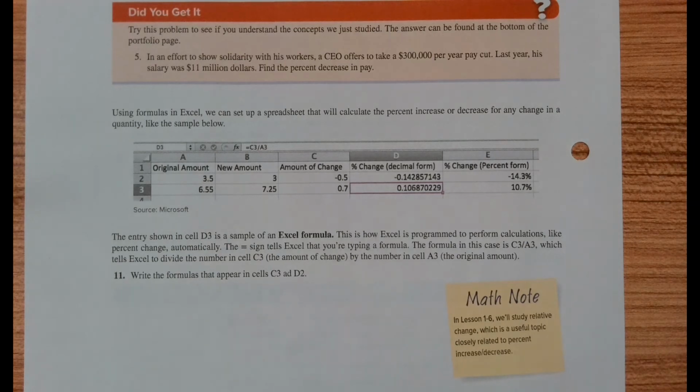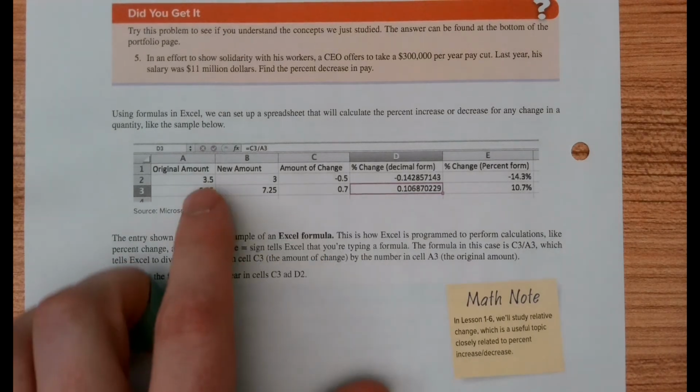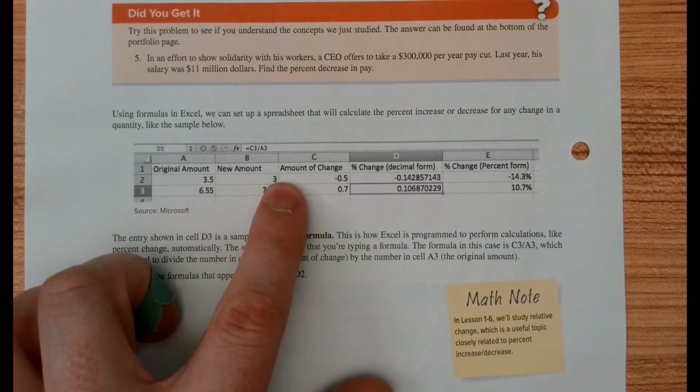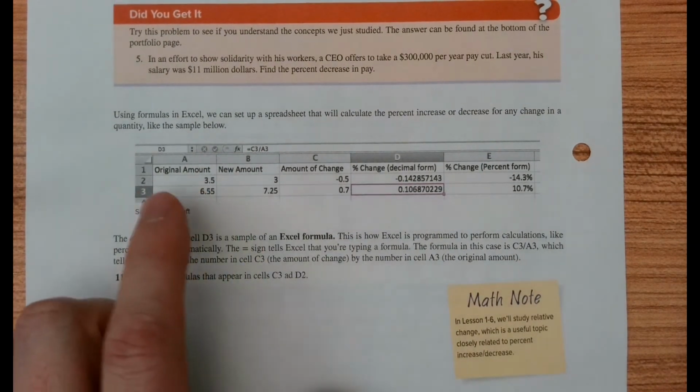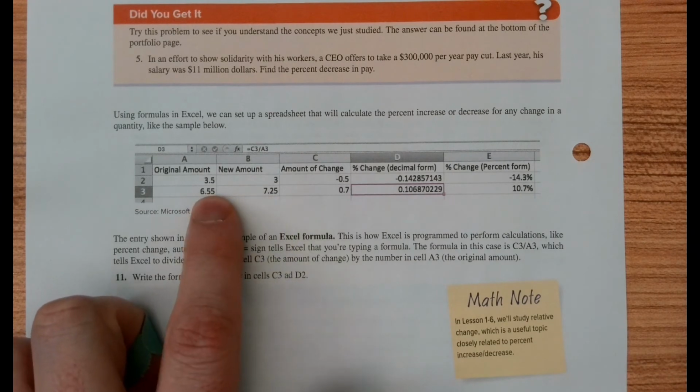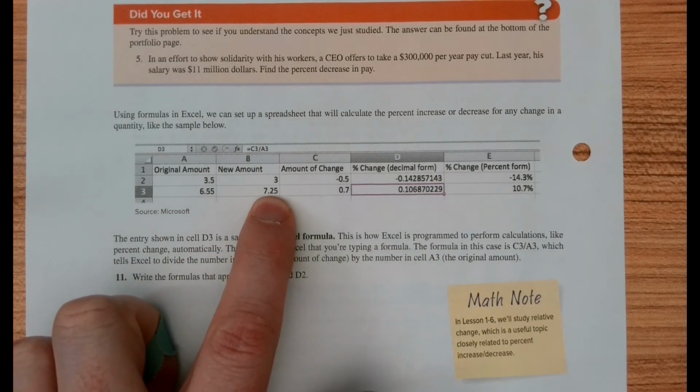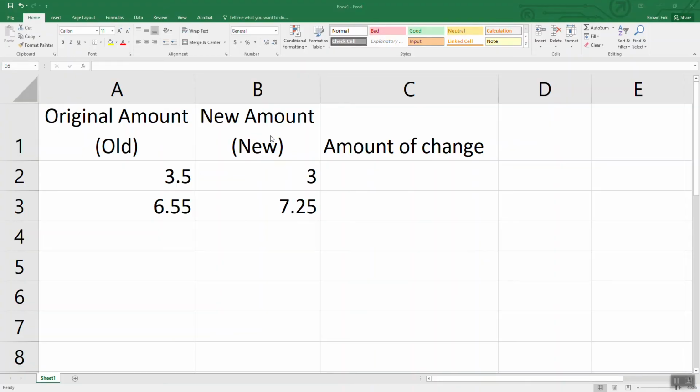So we're going to calculate the amount of change between these two values. This is the $3.50 and the $3 from the caffeine problem or the coffee problem. And here's the $6.55 and $7.25 from the previous problem. So I've got these values in here. Now notice I titled the original amount as the old value and the new amount as the new value, surprise.